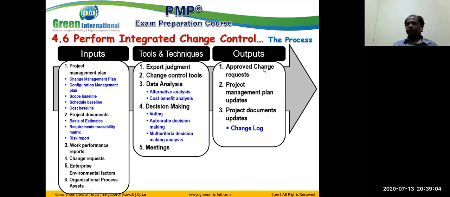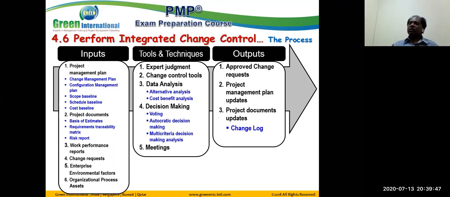What is the result? After meetings, we will approve the change requests. Approved change requests are the result of this process. No other process gives you this result. Only this process gives you the approval of all the changes. Out of 49 processes, only in this process can you get the approval, whereas all other processes from execution or monitoring and controlling will only propose change requests. We get approval of these changes only in this process.